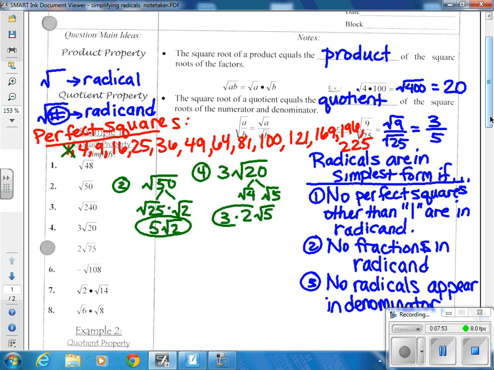Well, we want to combine these together. You never want to have more than one number outside the radical sign. So this final answer is 6 radical 5. And that would be your simplified answer, your finished answer. Then go on down to number 6.